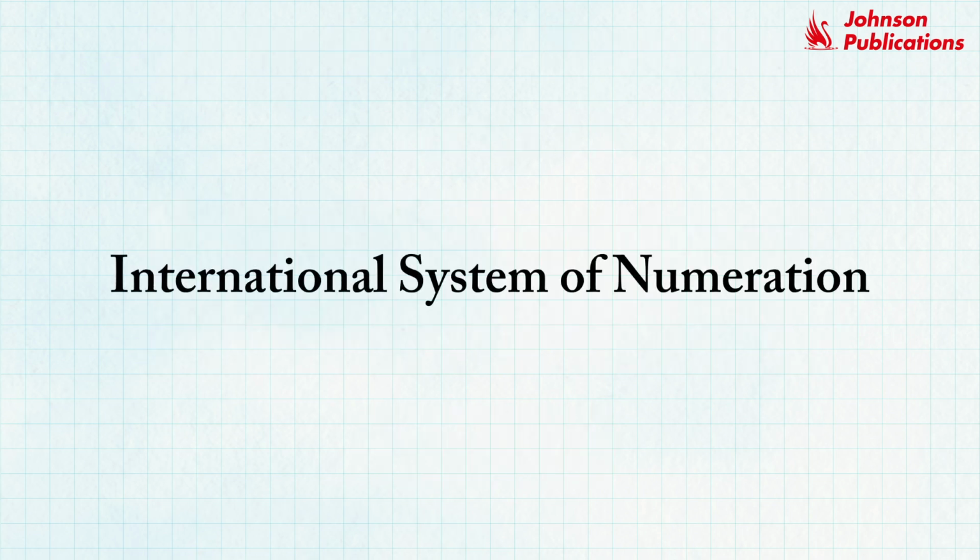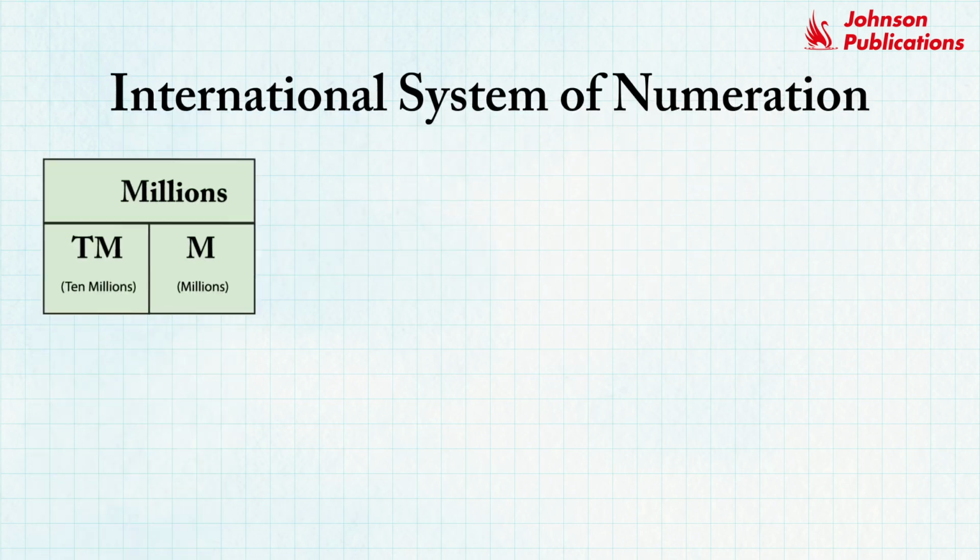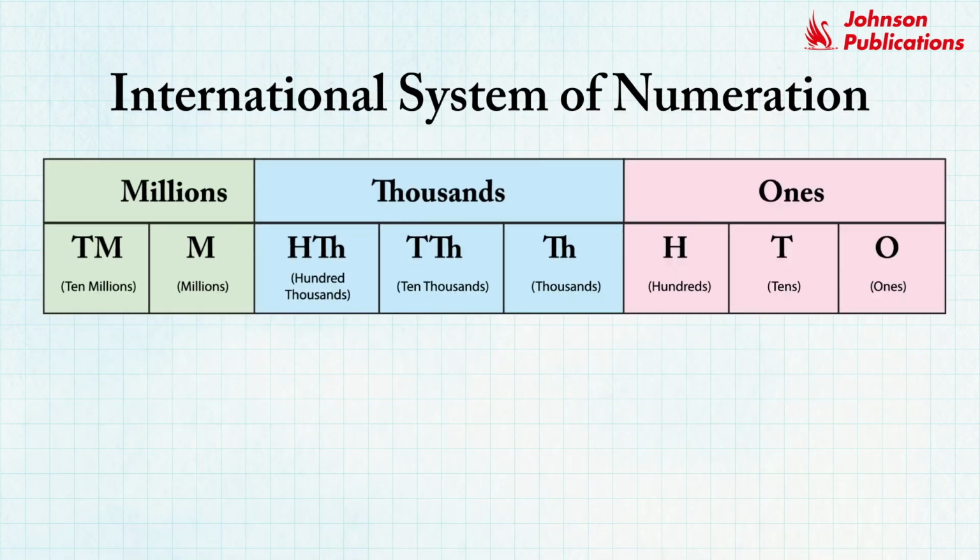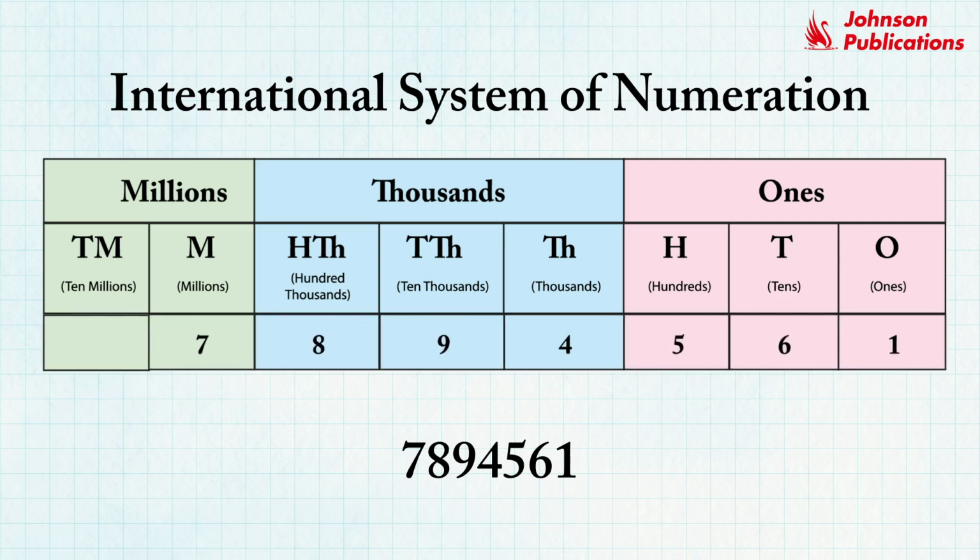Some countries use the International System of Numeration. In this system, every period has 3 columns of places in the place value chart. For example, let us write this number in the International System of Numeration. Place the number in the place value chart.